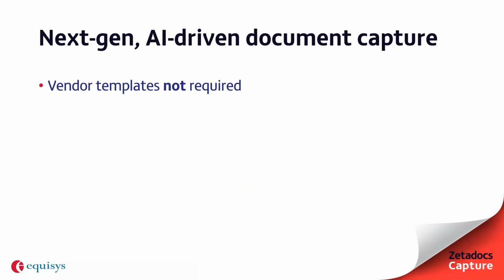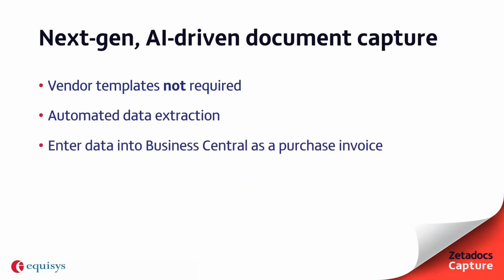If vendors change their invoice formats, AP teams are forced into a continuous cycle of updating templates, significantly reducing the desired efficiency gains. With next generation AI, data such as vendor name and invoice amount is extracted and automatically entered into Business Central in the form of a purchase invoice. AI automatically recognizes and processes invoice data regardless of format. This saves you time and avoids the risk of human error.